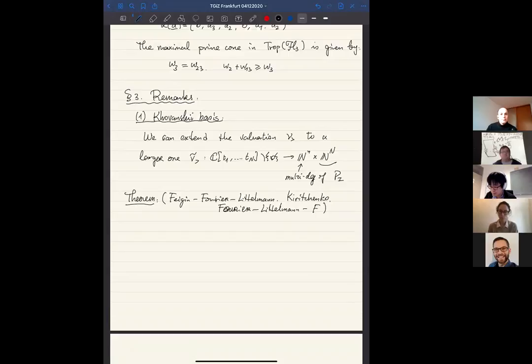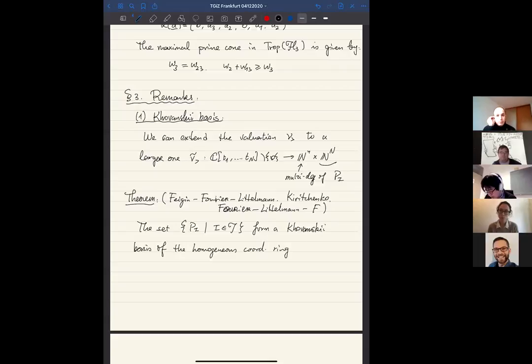the set Pi, all the Plücker coordinates, form a Khovanskii basis of the homogeneous coordinate ring, which just means you take this Pi and quotient out by the Plücker relations with respect to this extended valuation.